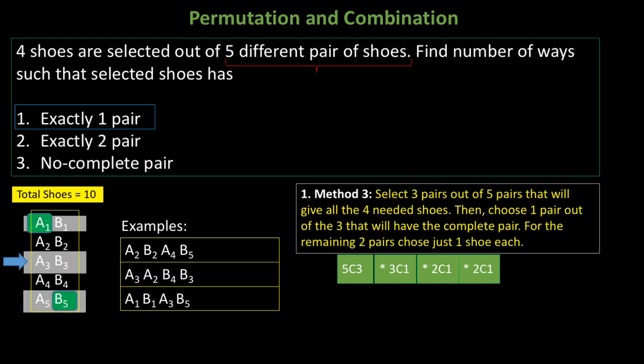That's it. So did you notice the difference in this method compared to the previous method? Because we had already selected all the 3 pairs at once, we didn't have to again make the selection for the remaining 2 pairs. We just had to go there and select 1 out of the 2 in that pair. So now if you calculate this, 5C3 is basically 10, 3C1 is 3, 2C1 into 2C1 is 2 squared. So this is 10 into 12. Again, you get the same value, 120.